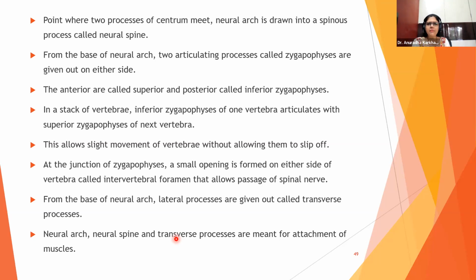So in the neural chapter, we have seen spinal nerves, right? 31 spinal nerves. So they need to reach the spinal cord to the body parts to bring or take the impulses from the spinal cord towards the effector organ. So that is done via these small openings which are going to be present in between. Okay. From the base of the neural arc, lateral processes are given out, which are called as transverse processes, which we saw just now. Neural arc, neural spine, transverse processes are meant for attachment to the muscles.